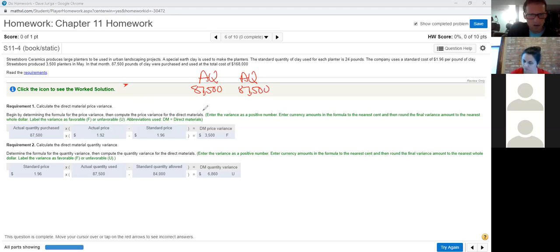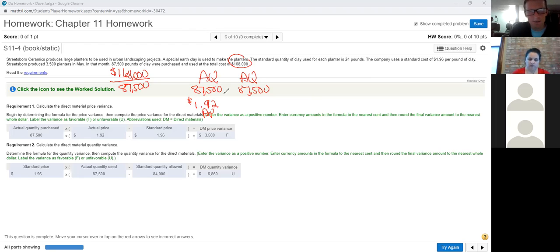And then of course the actual price. They didn't give it to us, but they told us that the total cost was 168. So if you get a problem like this, you would have to take the 168 and divide that by the 87,500. That's how they came up with that $1.92. So don't always assume they're just going to give you that $1.92. Sometimes you have to calculate that.